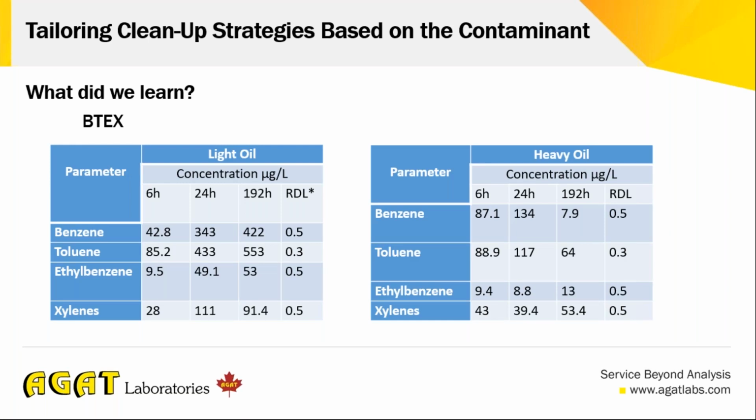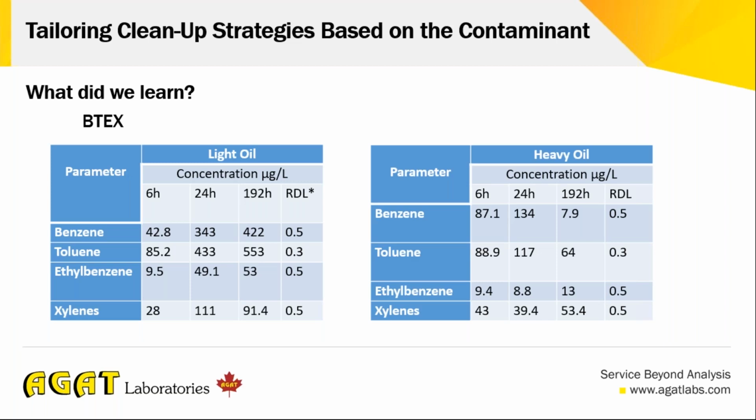Now, here I'm going to present you the first set of data. What you see here, on the left side, light oil is highlighted at the top, and on the right side, I have the heavy oil. The results are solely based on the BTEX results, and not F1, F4, or PAHs. As you see, the breakdown of BTEX, benzene, toluene, ethylbenzene, and total xylenes, is at the left side, versus the time frame of 6, 24, 192 hours, which is 8 days. The reportable detection limit has been highlighted at the far right column of each table.